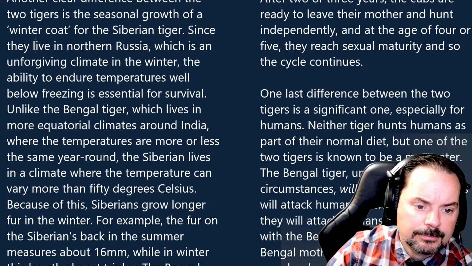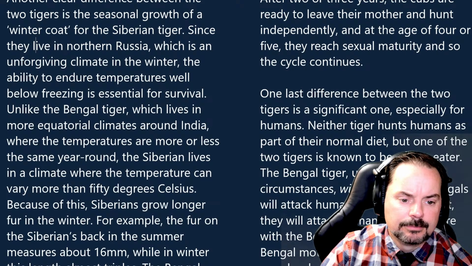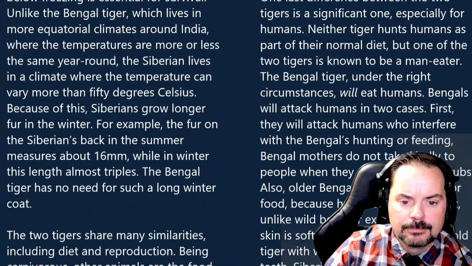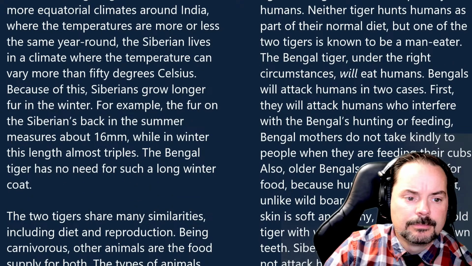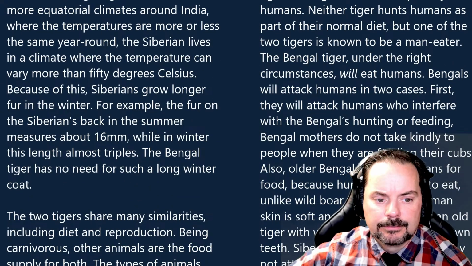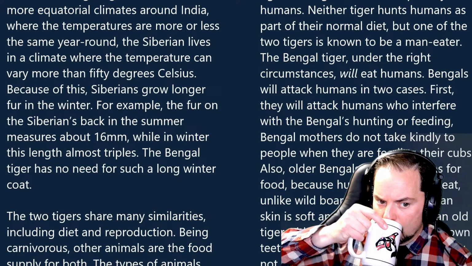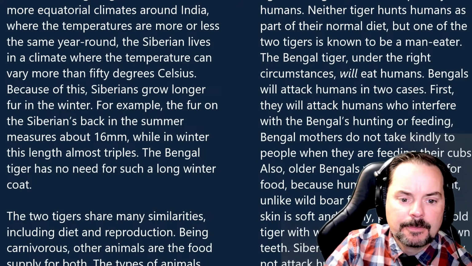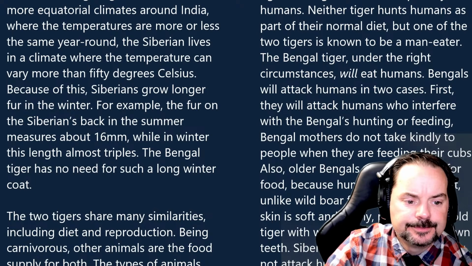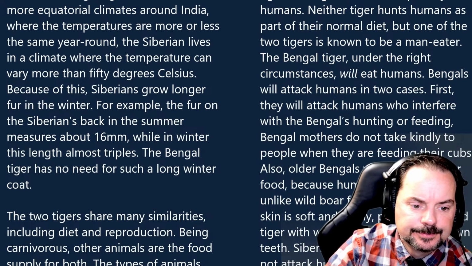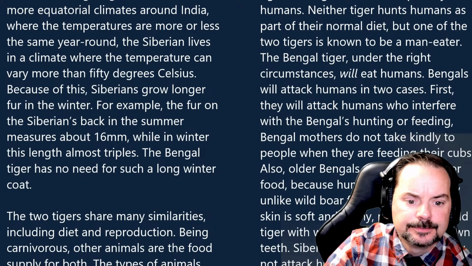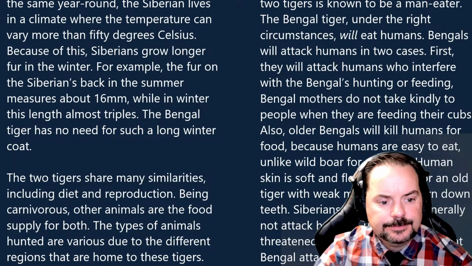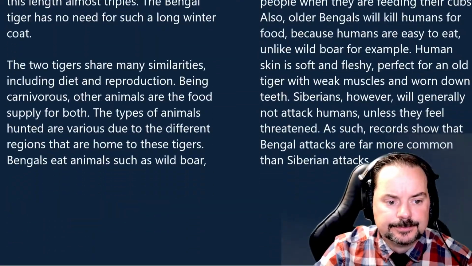Unlike the Bengal tiger, which lives in more equatorial climates around India, where the temperatures are more or less the same year-round, the Siberian lives in a climate where the temperature can vary more than 50 degrees Celsius. Because of this, Siberians grow longer fur in the winter. For example, the fur on the Siberian's back in the summer measures about 16 millimeters, while in winter this length almost triples. The Bengal tiger has no need for such a long winter coat.